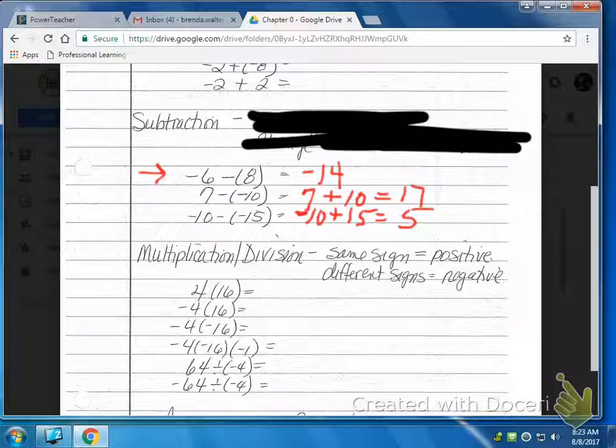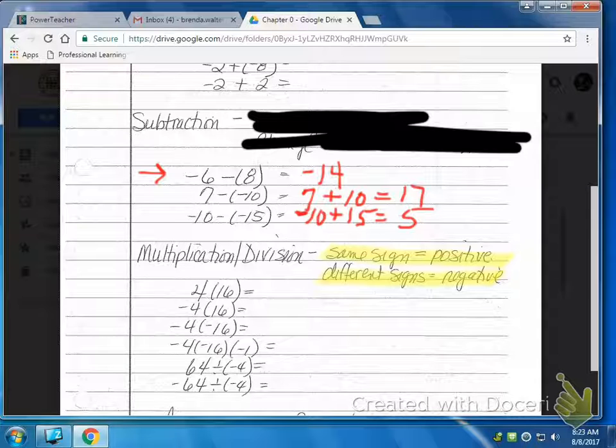Now, strangely enough, multiplication and division with integers is the easiest part. It's just cut and dry. If the signs are the same, it's a positive answer. If the signs are different, it's a negative answer. There's no thinking about, am I gaining, am I losing? So multiplication and division is definitely the easiest. If you're multiplying same signs, your answer is always positive. Different signs, your answer is always negative.